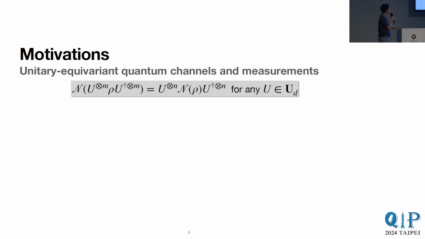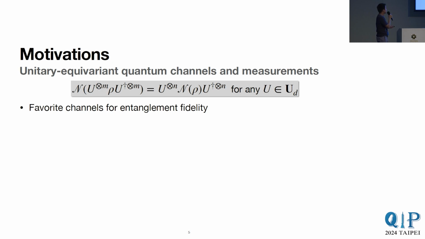So why are we interested in this mixed tensor representation? The main motivation of my work comes from the many recent papers studying so-called unitary equivariant quantum channels. So these channels have the following property. If you apply any unitary U on all the input qubits and then apply the channel, then that's the same as applying the channel and then the same unitary on all the output qubits.